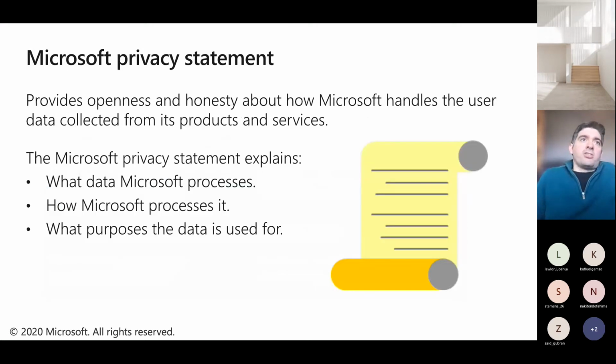So in terms of the privacy statement, it provides openness and honesty about how Microsoft handles the user data collected from its products and services. So it's really important, if you're in charge of compliance, to keep track of that privacy statement and see any updates in that. So it explains what data Microsoft processes, how it processes it, and what purposes the data is used for.